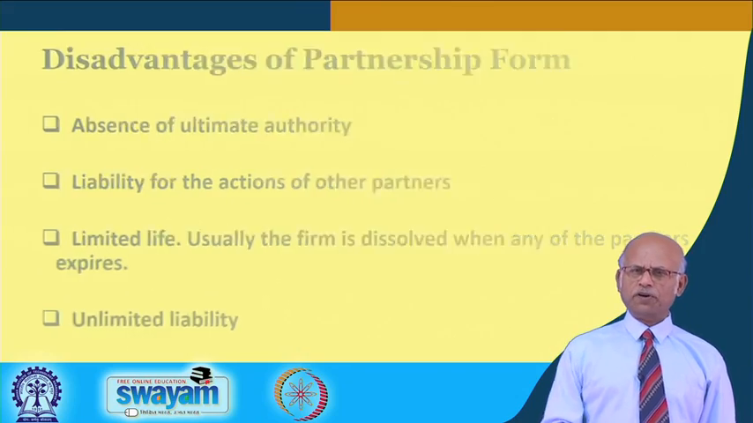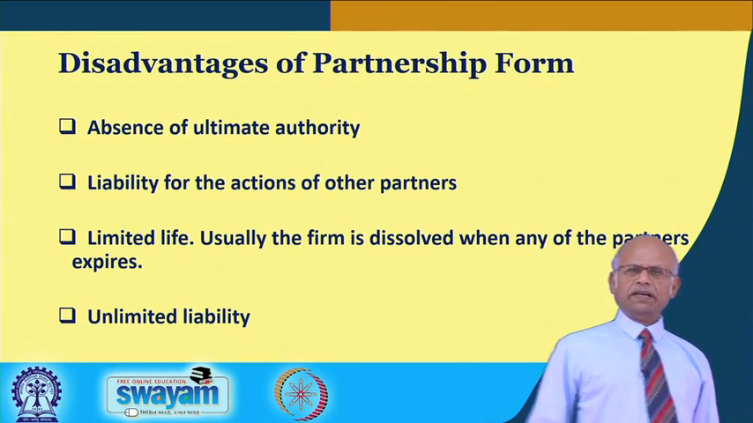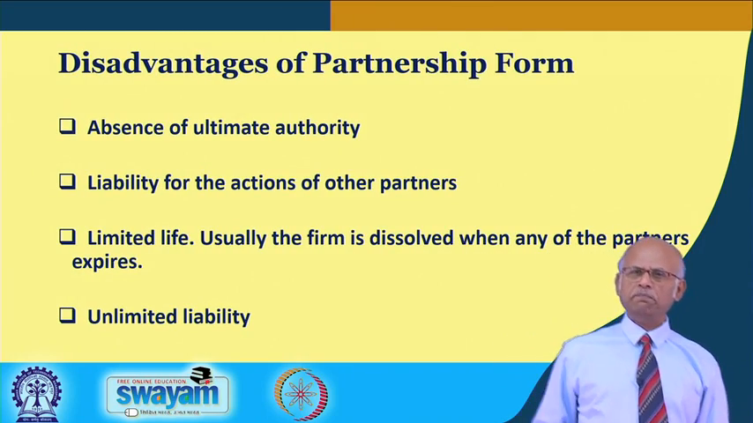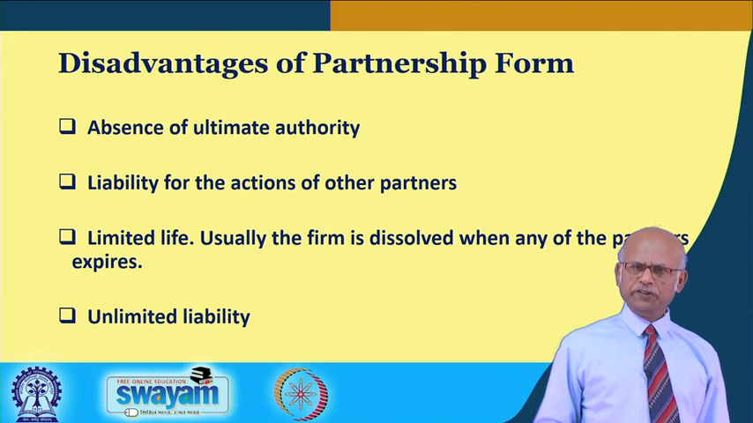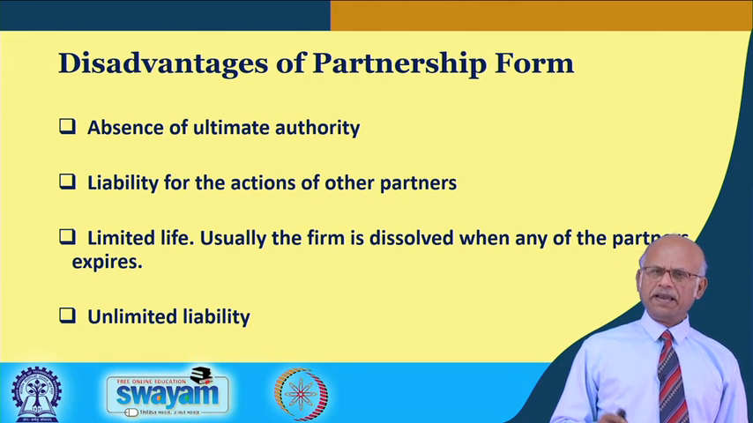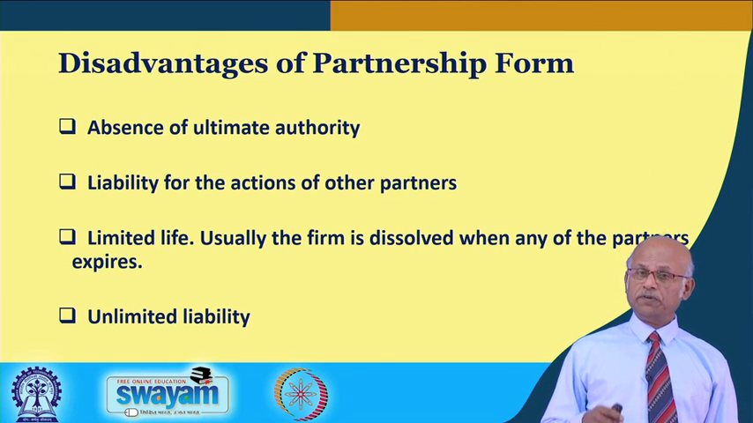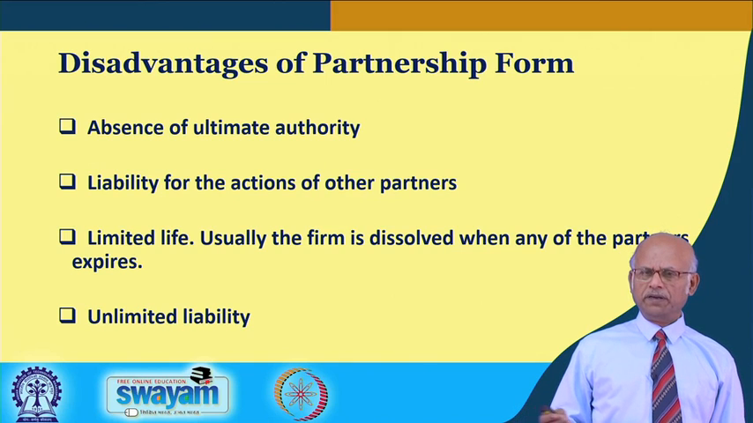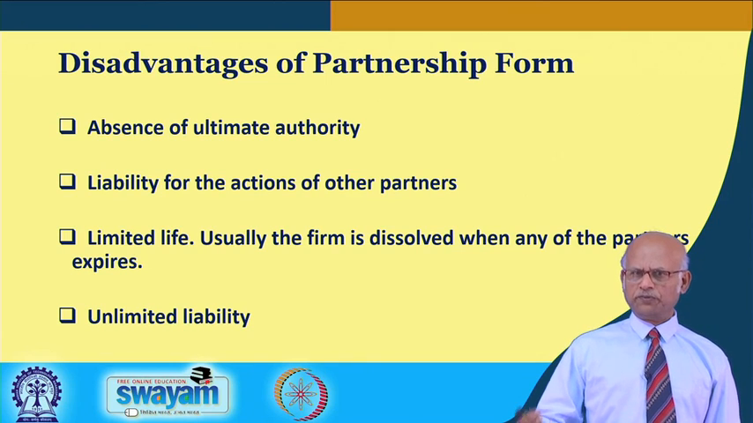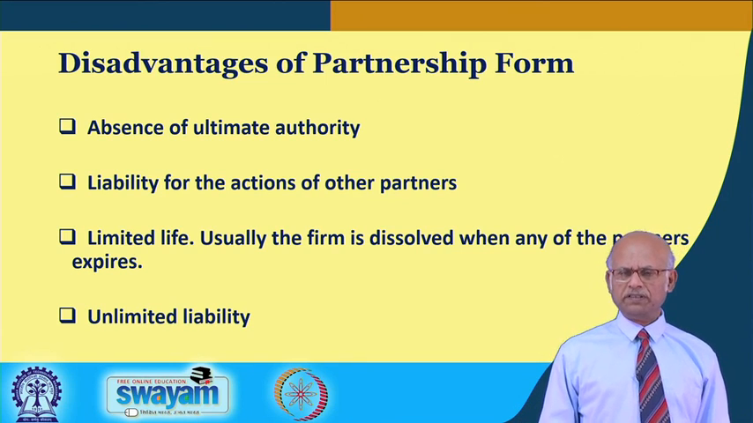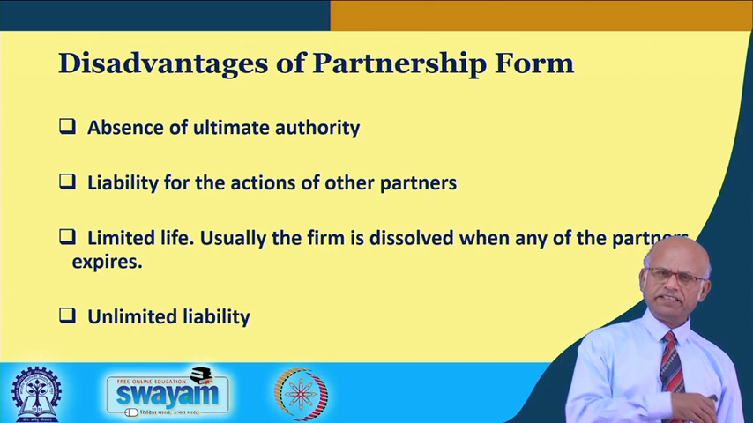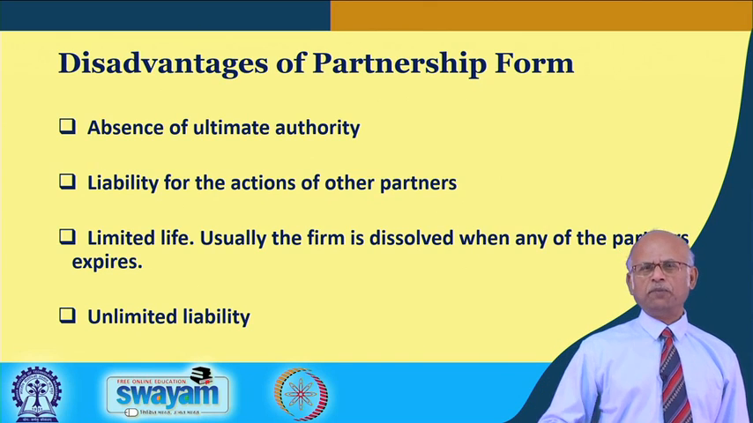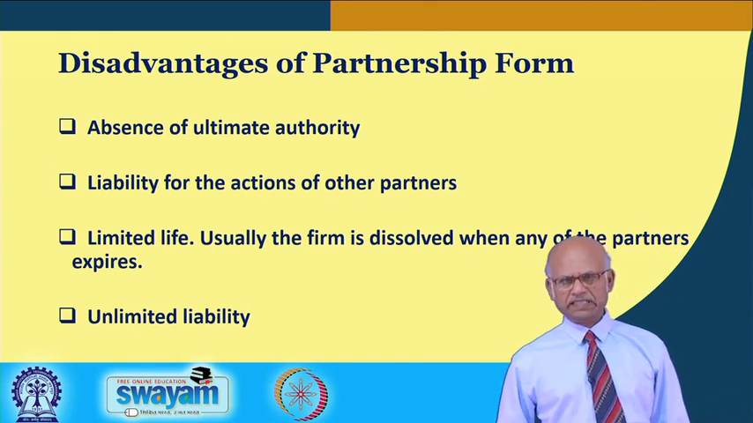A very important part is that any misdeed by one individual partner can create trouble for other partners, like any liability arising out of a wrongdoing by one partner will be automatically inflicted on other partners. They become party to it, provided it's a business action.